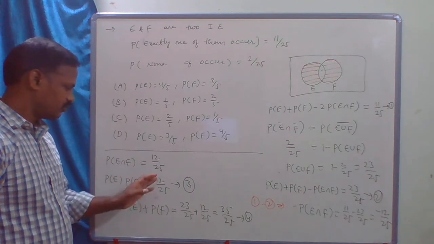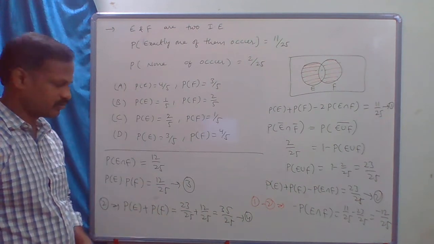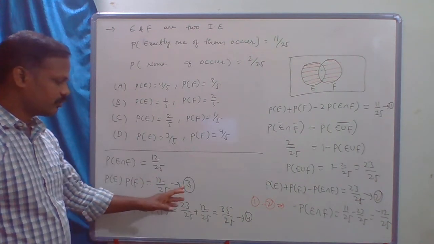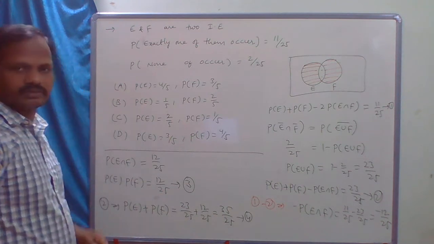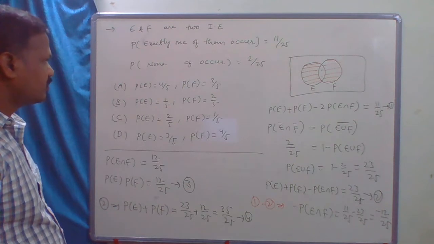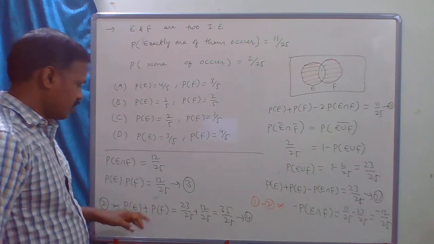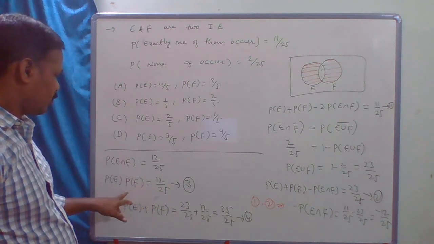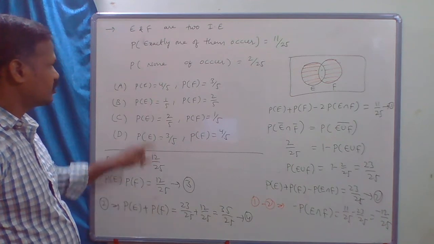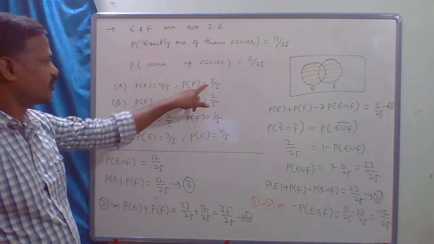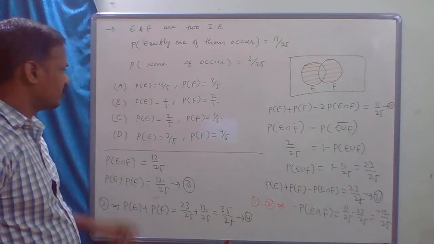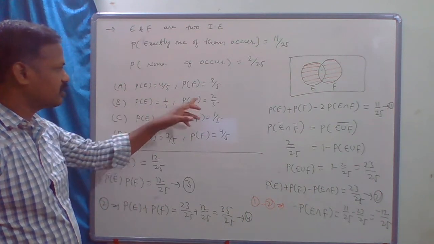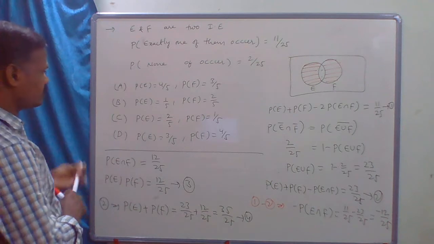Okay. So from these two, which one is correct? By using statements 3 and 4, we can decide which option is correct. Now check. See, the product is 12 by 25. So the first one, the product is 12 by 25, so the first one has chances. Second one, the product is 3 by 25. So this is wrong.